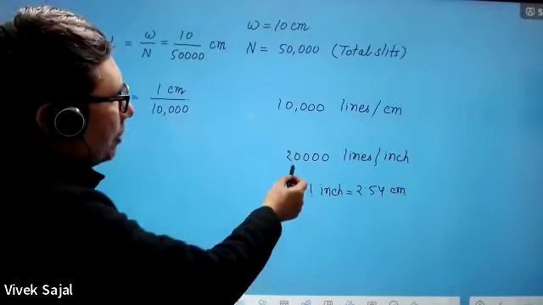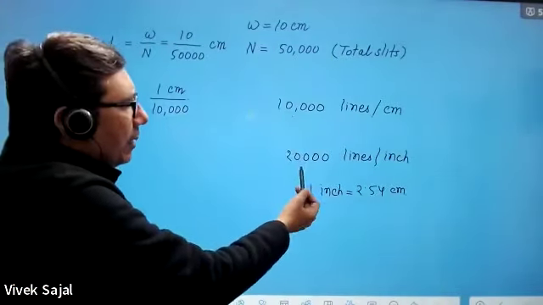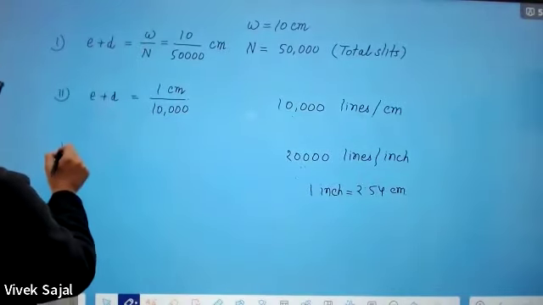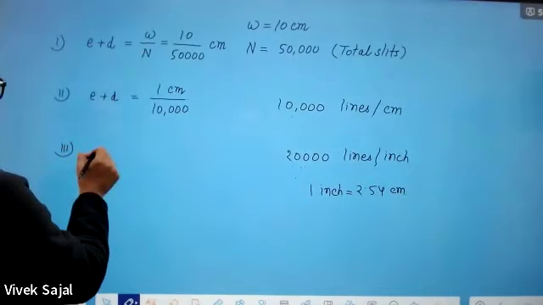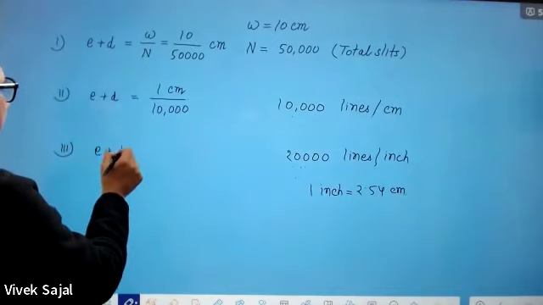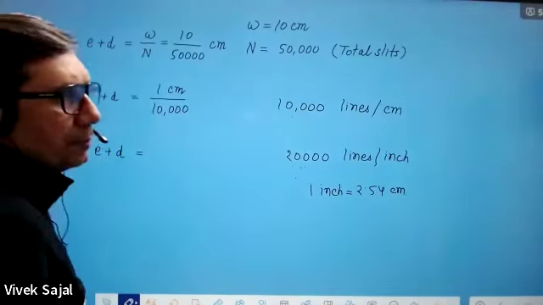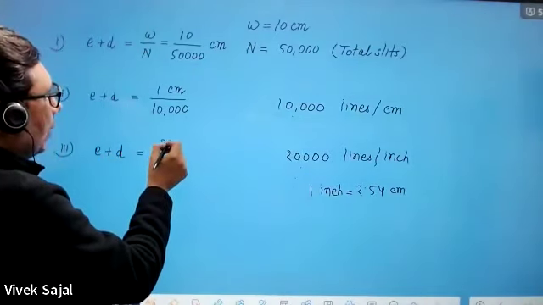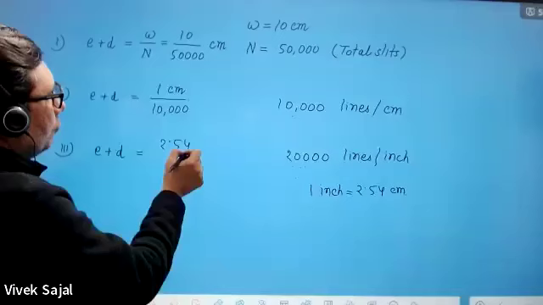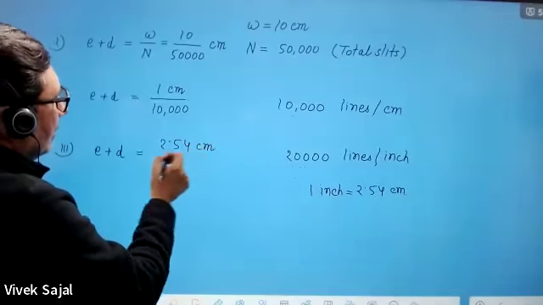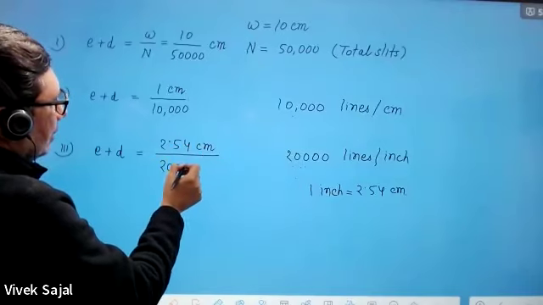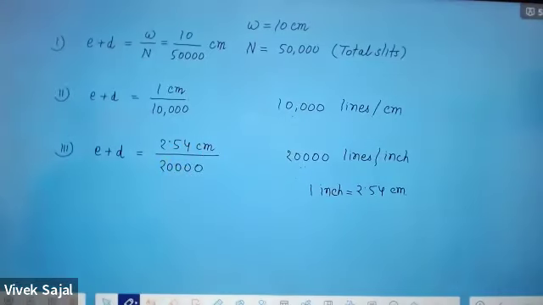So these are not the total number of lines. They are providing you 20,000 lines per inch. So here in the third case, E plus D will be equal to, this will be 1 inch. 1 inch is equal to 2.54 centimeter. In 2.54 centimeter, there are 20,000 lines. So this will be the grating element.